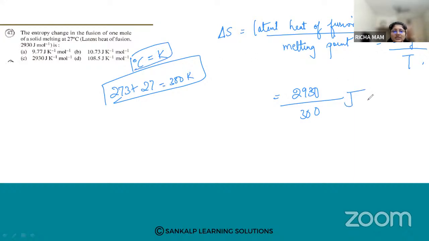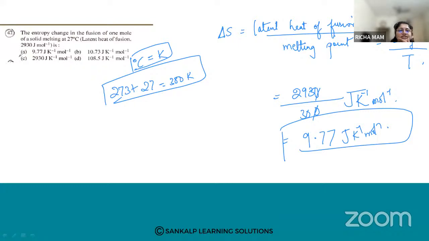So the unit is joule per Kelvin per mole. After calculating this, what are you going to get? 2930 by 300. The answer I am getting after solving is 9.77 joule per Kelvin per mole. So this is the entropy change when you are fusing 1 mole of a solid melting at 27 degrees.